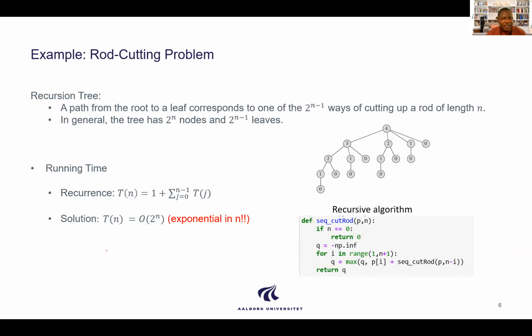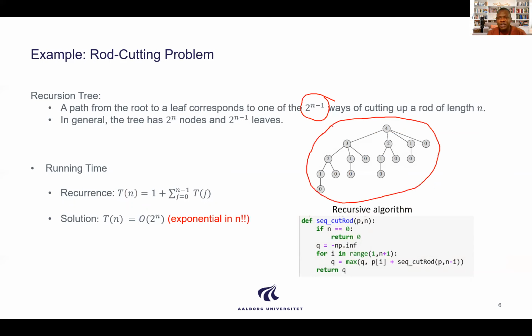Again, we said earlier that for a rod of length 4, we have 8 choices of smaller problems, or ways to divide the rod and sell it. We can generalize this to say that you would have 2 to the power of N minus 1 ways of cutting a rod of length N. We can also represent this operation in a recursion tree, similar to what we did for the Fibonacci operations.